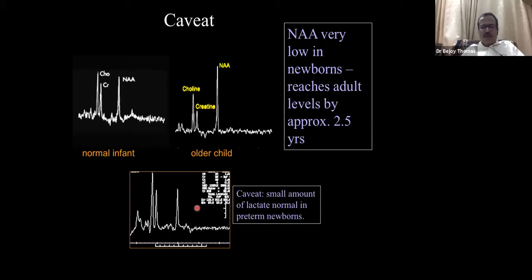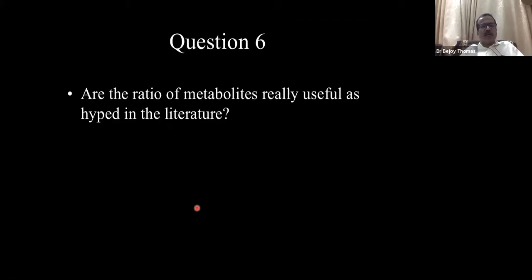So like I've previously told, small lactate can be seen in preterm newborns. Otherwise, lactate is an abnormal metabolite, and wherever it appears it probably indicates anaerobic metabolism. Some people say that acetate is a more important marker for anaerobic metabolism. The sixth question is: are the ratios of metabolites really as useful as they are hyped in the literature?